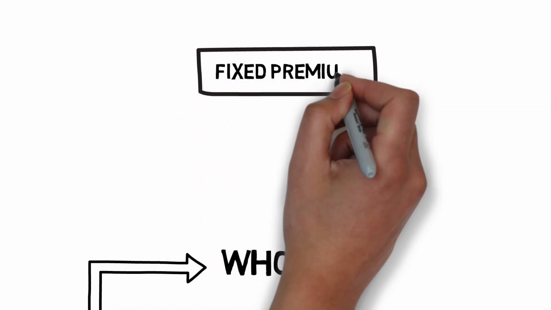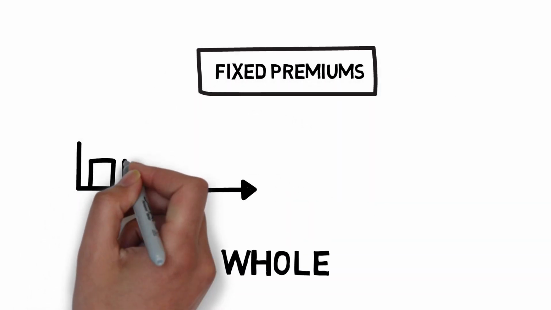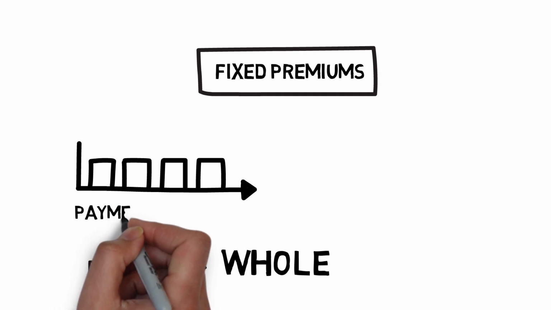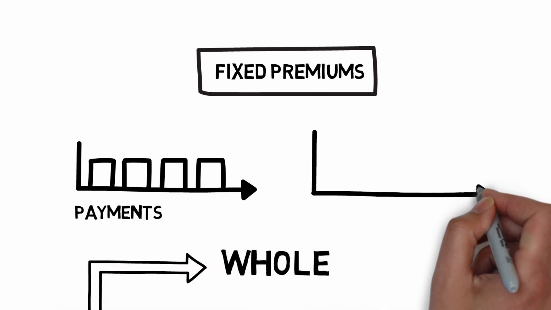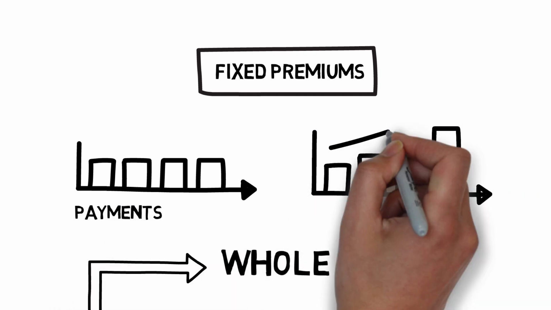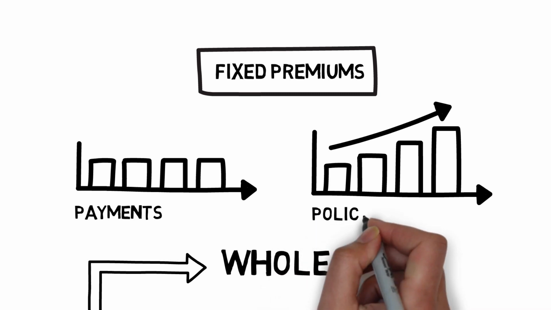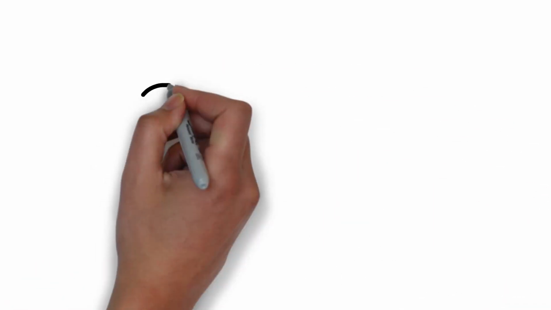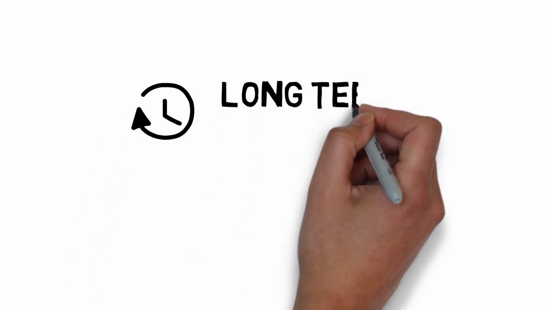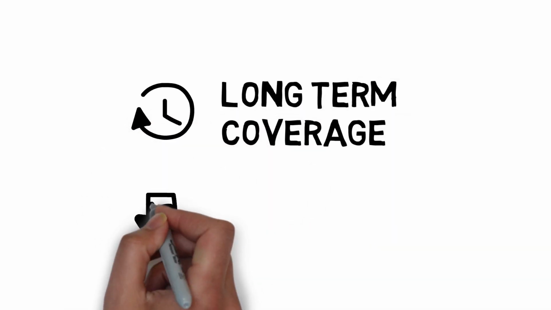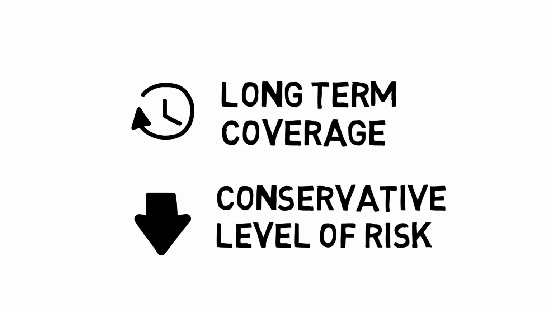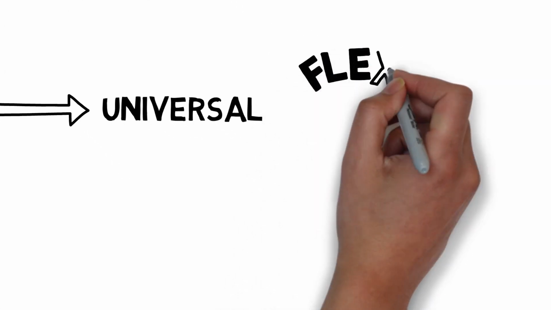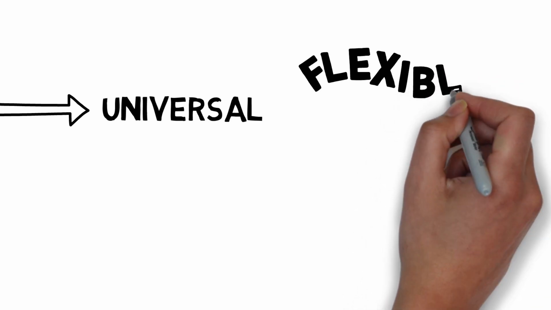Whole life, again, is a fixed premium product, which means that your payments will never go up. Additionally, life insurance policies purchased through a mutual company may pay dividends at the end of the year, which can be used to enhance the value of the policy in a number of ways. Because of this, whole life could be a great choice for someone who is looking for long-term coverage and a conservative level of risk.